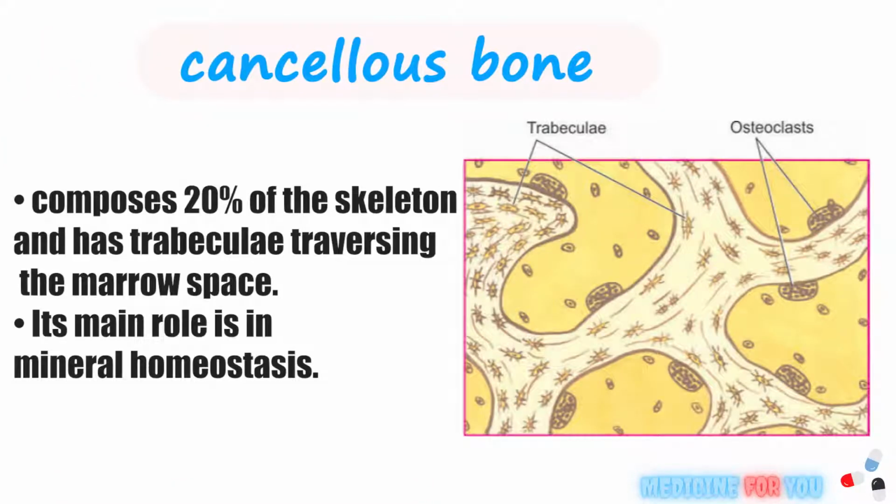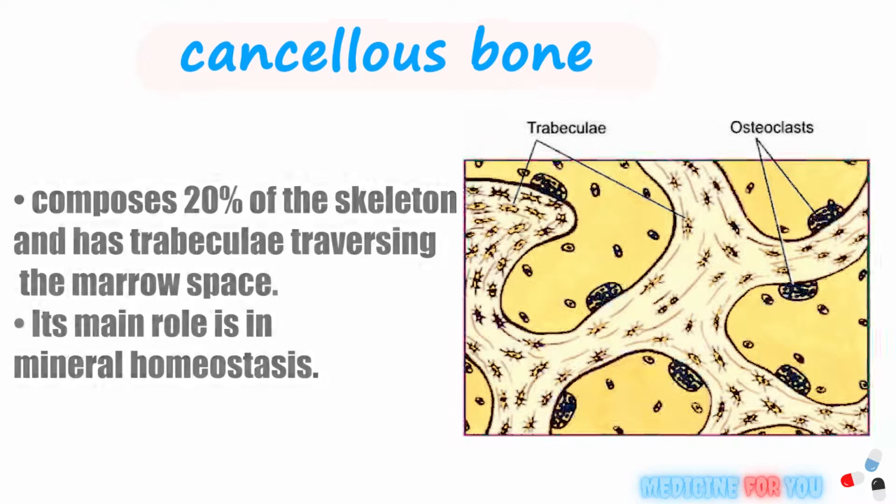2. Trabecular or cancellous bone composes 20% of the skeleton and has trabeculae traversing the marrow space. Its main role is in mineral homeostasis.